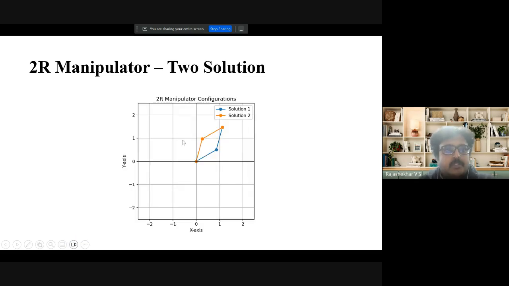So what happens here is a question for you. There are two solutions to reach this point. It can either go like this or it can go like that. So which solution to choose? And where does that confusion happen? Which solution to choose? Any idea?